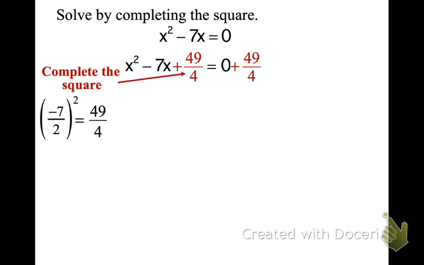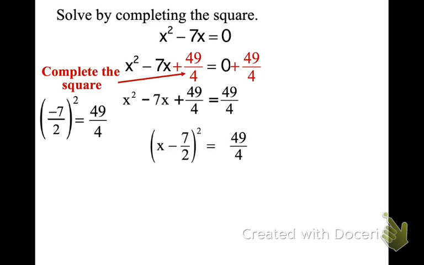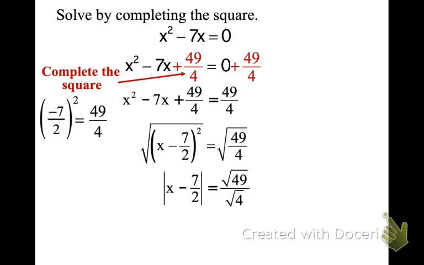Now check your work. This should factor to (x minus 7/2) squared equals 49/4. I wouldn't have written that step. Now I'm going to root both sides. I'm going to lose my absolute value, so I get x minus 7/2 equals plus or minus 7/2. Don't forget that. To lose the absolute value, we set it equal to plus or minus.